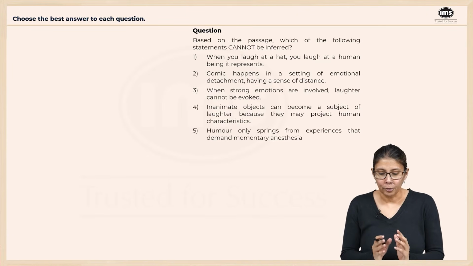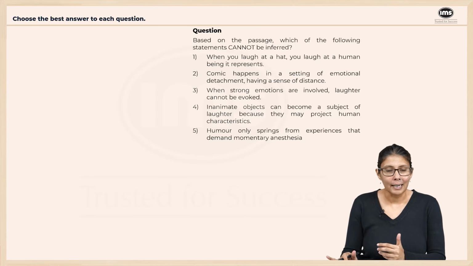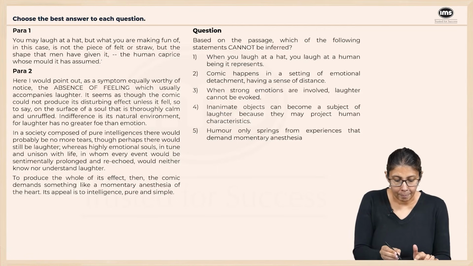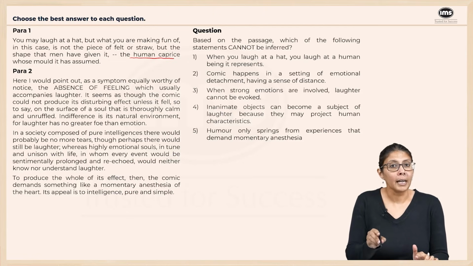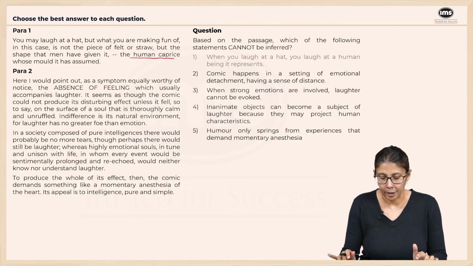Based on the passage, which of the following statements cannot be inferred? The first statement says, when you laugh at a hat, you laugh at a human being it represents. Now, look at para 1. You may laugh at a hat, but what you are making fun of in this case is not the object itself, but the shape that men have given it. The human caprice whose mold it has assumed. So, we are laughing at the person who has made that hat, which means option 1 can be inferred. That's why it's not our answer.